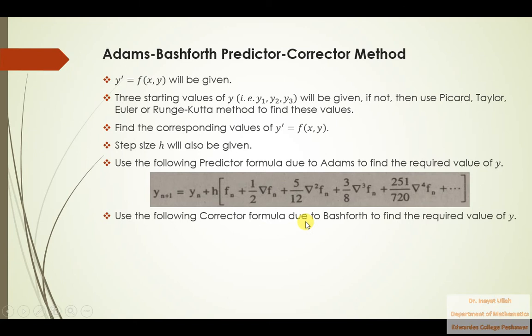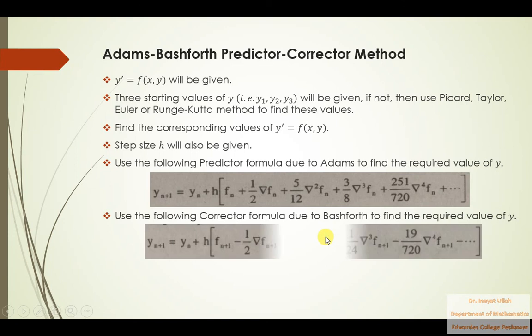Now the other one is the corrector formula. Corrector formula is due to Bashforth. The main difference between these two is the difference of these signs. This is plus and this is minus. Plus minus plus minus plus minus, and secondly these subscripts. This is f n and that is actually f n plus 1. So this is the major difference in all these differences as well.